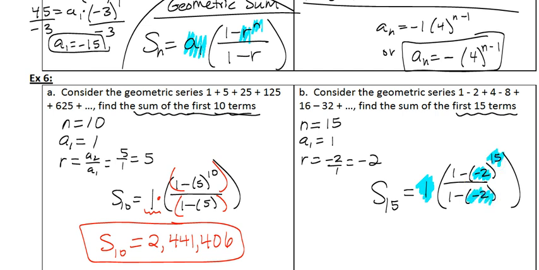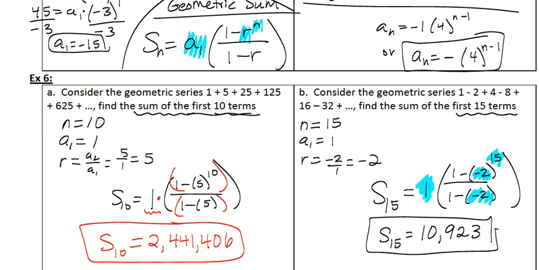Now, why don't you right now see if you can type this into your calculator correctly. So pause the video quick and try typing it into your calculator. You should get 10,923. So pause and give it a try.